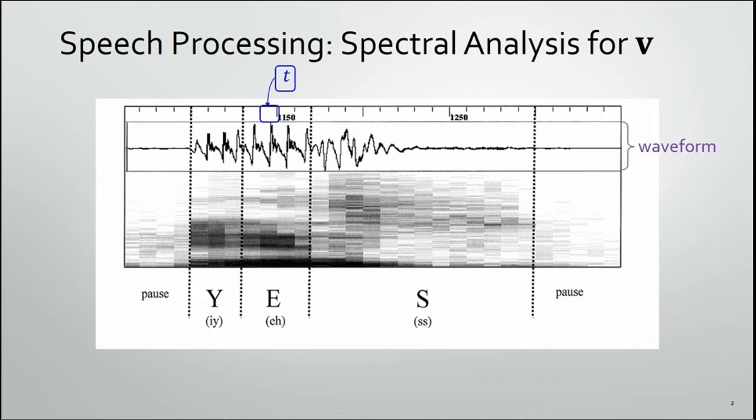And this is a trace of the waveform when the word yes is being uttered by someone. And what's shown here is the FFT, the transformed signal. And these transformed signals are done separately for each discrete time step. And so this is the output vector at discrete time step t, which is V of t.